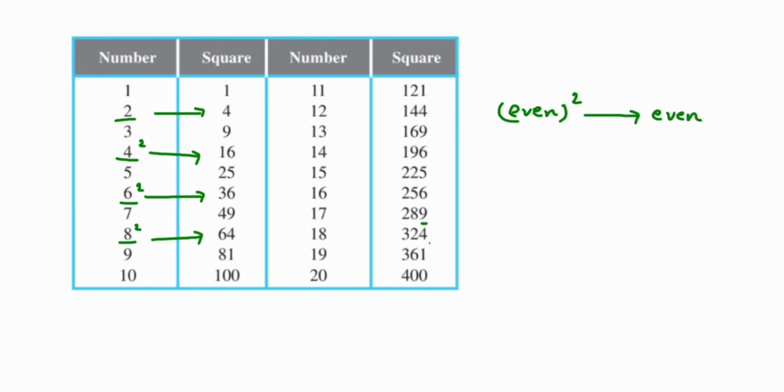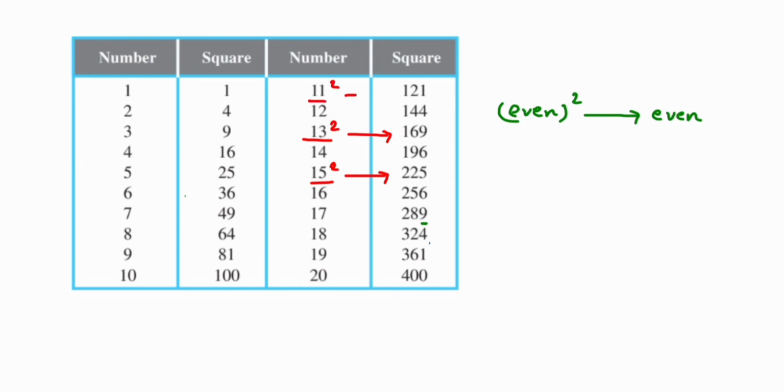And similarly, if you look at odd numbers, any odd number you take, like 13 square is 169, 15 square is 225, 11 square is 121, 9 square is 81. So for an odd number, when you take a square of it, you always get an odd number. This is one more property.